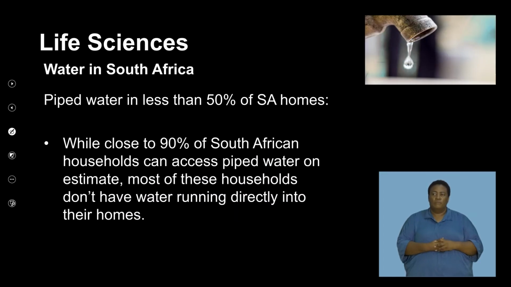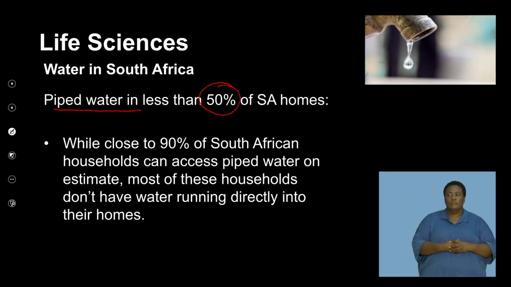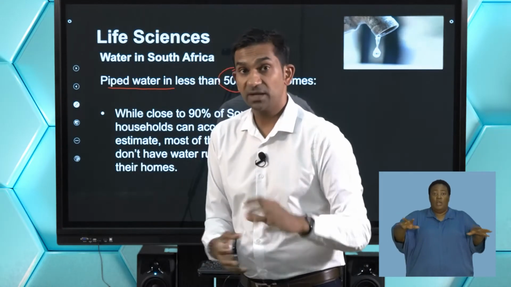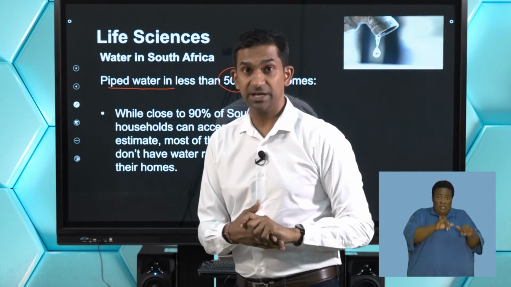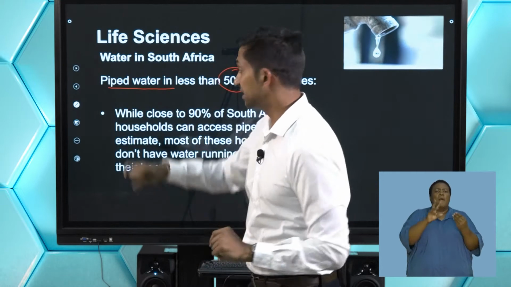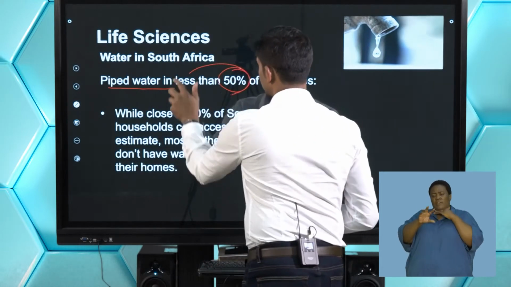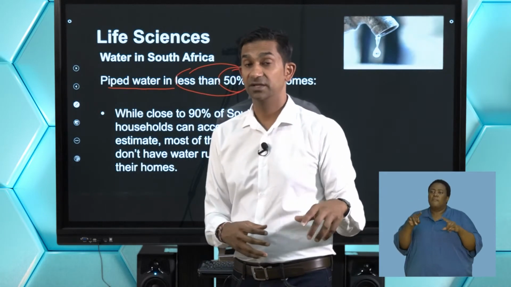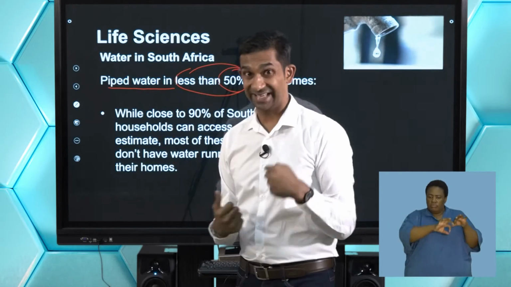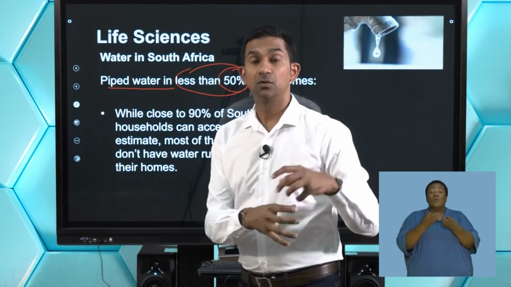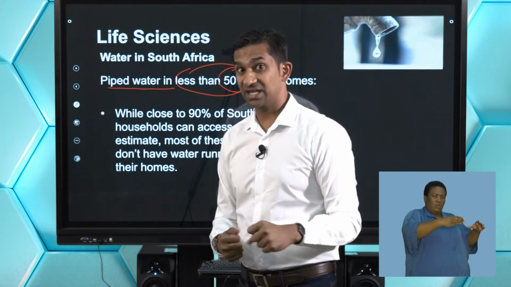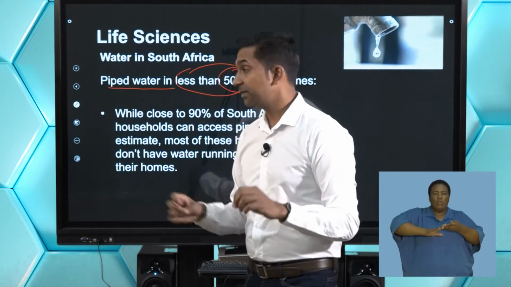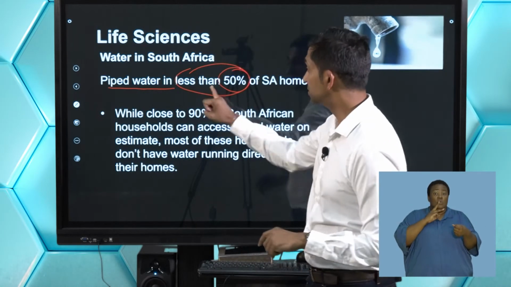Piped water is available to less than 50% of South African homes. We assume that where we live, we can open our taps and get water running, but that's not the case. Yes, people do have access to water, but it's not necessarily piped to their homes. They have to go to communal watering holes or boreholes where water is provided, and then transport that water to their homes. So when you let those taps run, consider that.